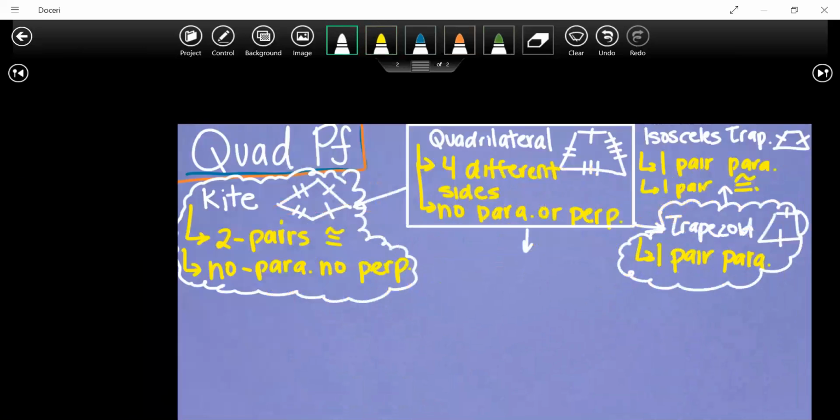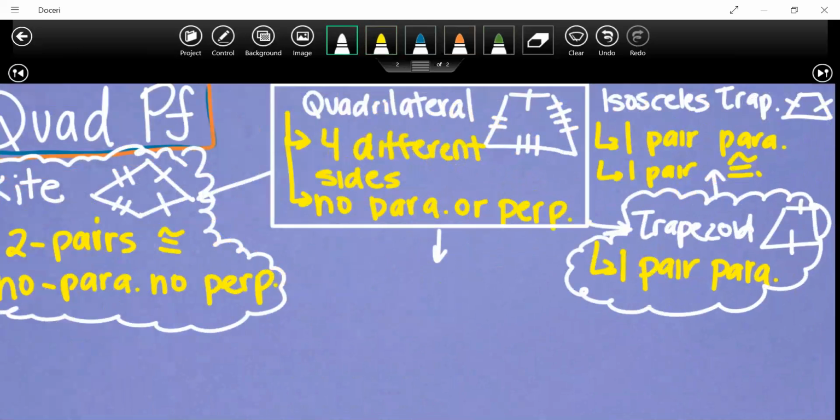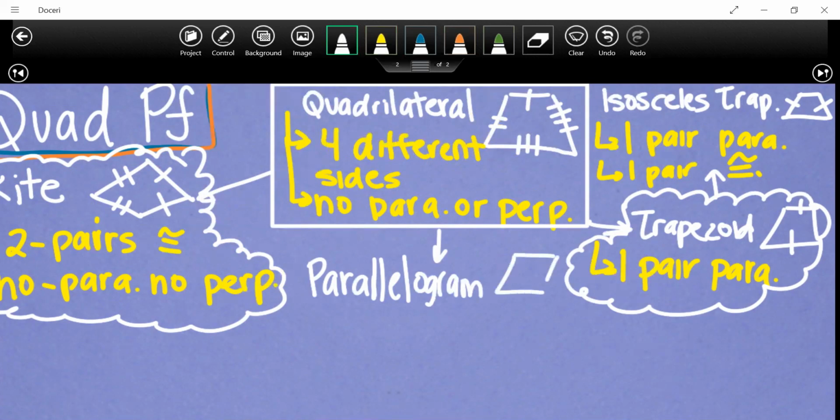Yeah, they're fun, right? From this, we can come up with a parallelogram. A parallelogram has a special property in which we get two pairs parallel.